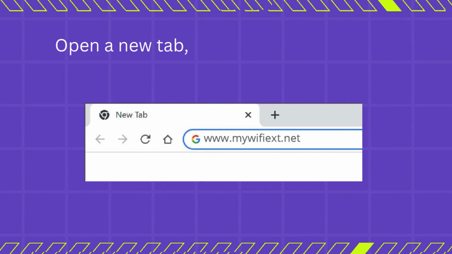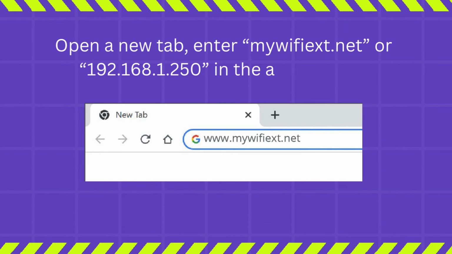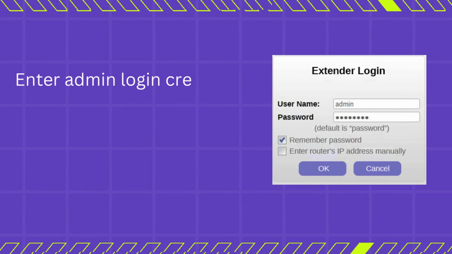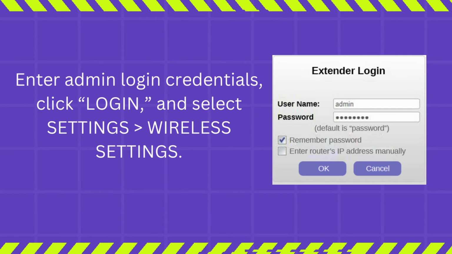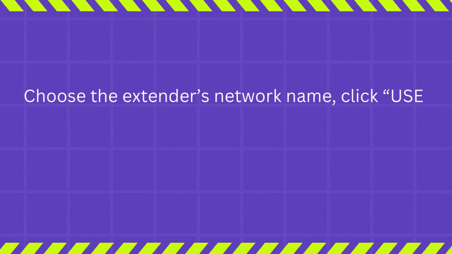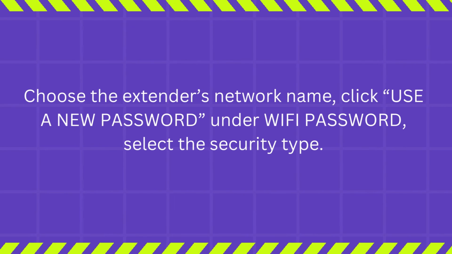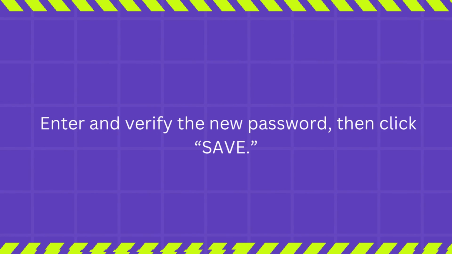Open a new tab, enter mywifi.xt.net or 192.168.1.250 in the address bar. Enter admin login credentials, click Login, and select Settings > Wireless Settings. Choose the extender's network name, click Use a new password under Wi-Fi password, select the security type. Enter and verify the new password, then click Save.